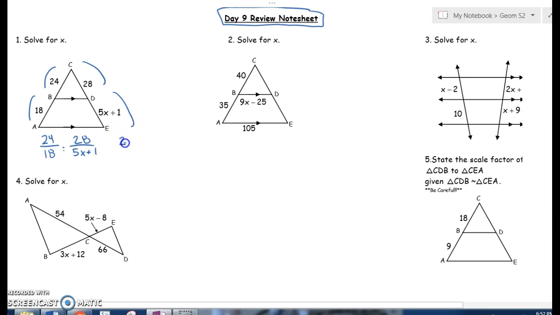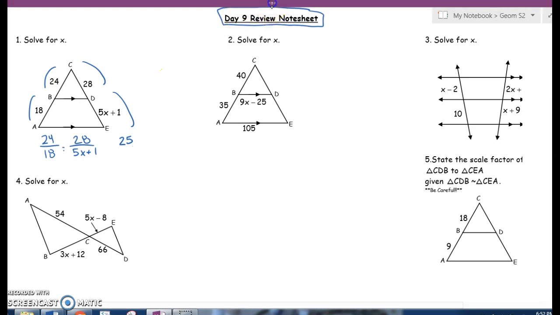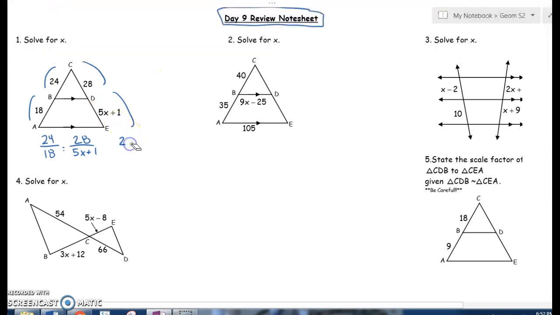So you would do 24 times 5x plus 1 equals 18 times 28. 18 times 28 is 504. You're going to distribute the 24. You get 120x plus 24 equals 504. You minus the 24 from both sides. You're going to get 480. And then divide by 120, you get 4. So x would be 4.